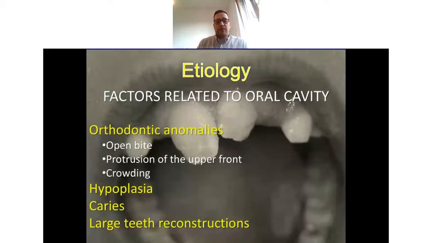So we have to be careful about those teeth. Caries also weakens the tooth. Large teeth reconstructions also weaken the tooth. So it's much easier to have severe injury when you have things like this inside of the patient's mouth. If teeth are healthy, then it's much more difficult to get more injured than when you have things like this inside of the mouth.